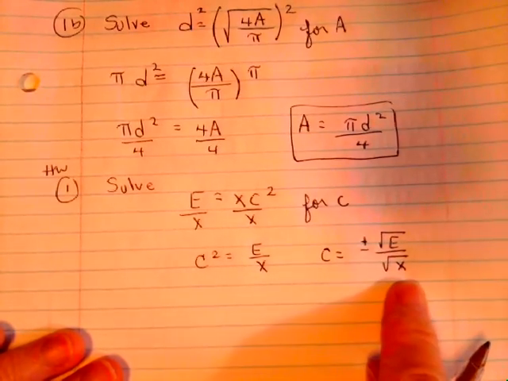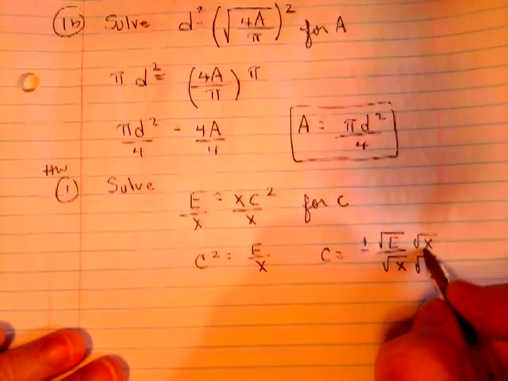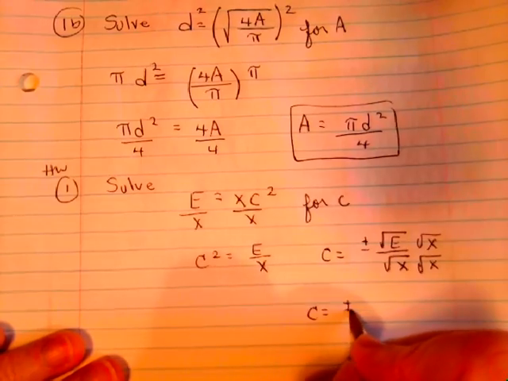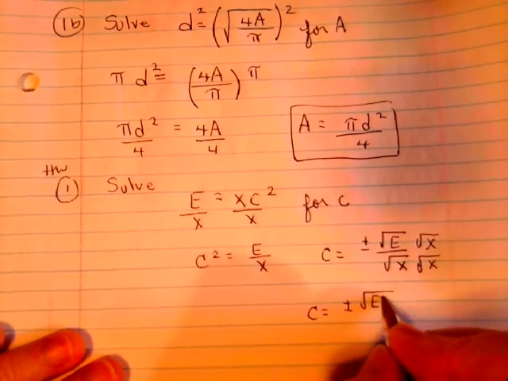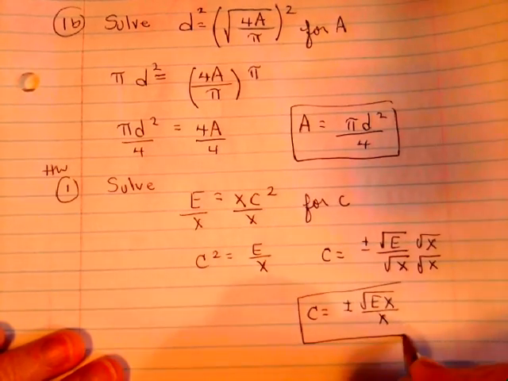You know that you have to get rid of that square root symbol. Multiply the denominator by the square root of X. Same thing in the numerator. C equals plus or minus the square root of EX all over X. Final answer.